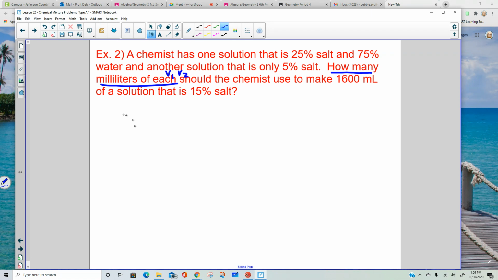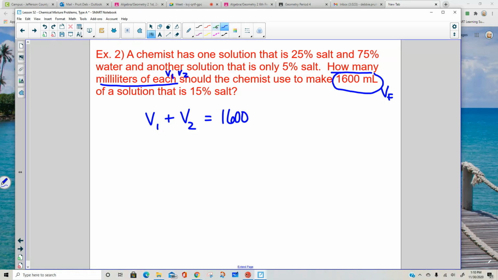All right, let's start to set this up. We need our quantity equation, and we don't know how much we're starting with, so just V1 plus V2. But do we know how much we want to end up with? What's my V final? My final volume, look at the last sentence, to make 1,600 milliliters. That's my final volume right there. V1 plus V2 equals 1,600.